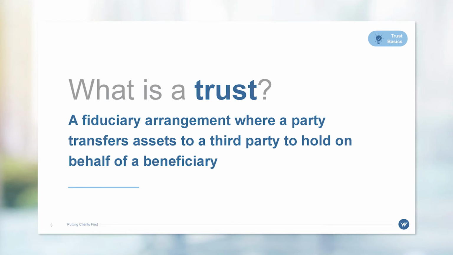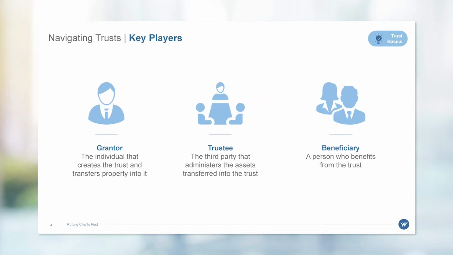Throughout this presentation, we're going to discuss several different trust types. However, with any trust, there are about three key major players that you'll see come up in any kind of trust configuration that you're looking at. The first is a grantor, the second, a trustee, and the third, a beneficiary. The grantor is the individual that creates the trust and then transfers property into it.